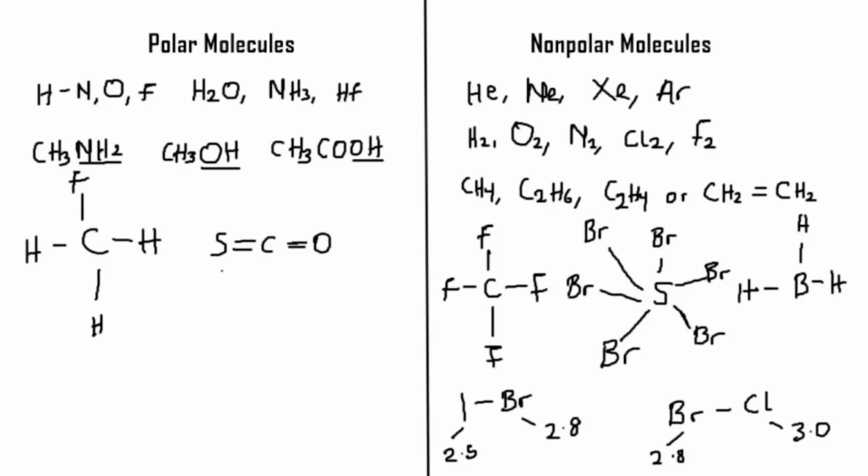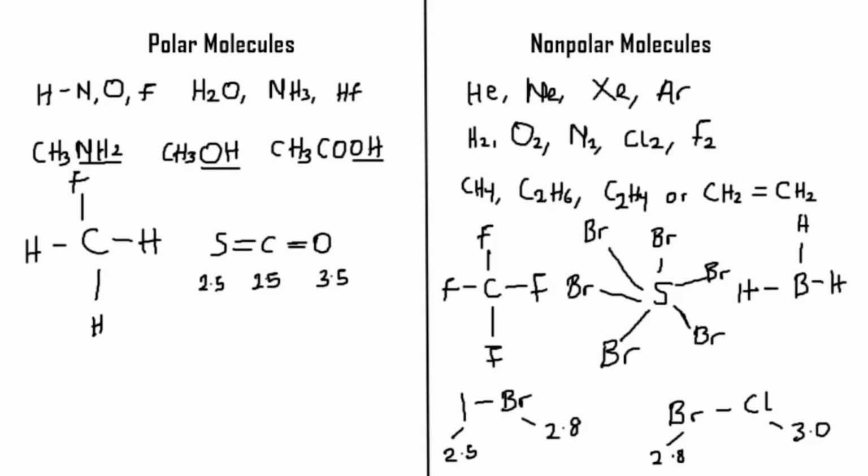Another example is we have a sulfur atom and an oxygen atom attached to a carbon atom. The molecule is a polar molecule because it lacks symmetry. Also, if you take a look at the electronegativity difference, sulfur has an electronegativity value of 2.5, carbon has an electronegativity value of 2.5, while oxygen has an electronegativity value of 3.5. So even though the bond between sulfur and carbon is nonpolar, because the difference between them is less than 0.5, the bond between carbon and oxygen is polar, which makes this whole molecule a polar molecule. 3.5 minus 2.5 is 1.0, so the electronegativity difference is greater than 0.5.